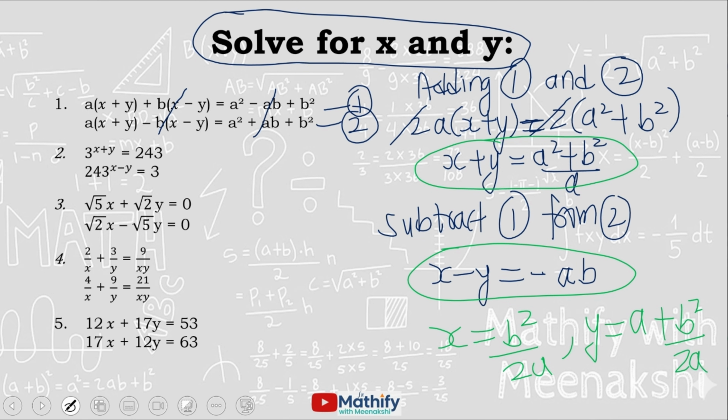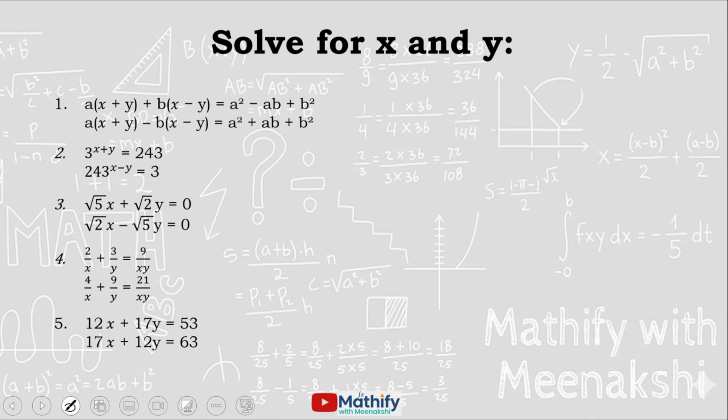Okay, now let's move to the second question. So for that I will remove this. Now for the second question, just see carefully here. It's given 3 raised to the power x plus y is equal to 243. So we have to make the base the same. So just reduce 243 in terms of power of 3. So I can write 3 raised to the power 5. So from this we deduce that x plus y is equal to 5 as the first equation.